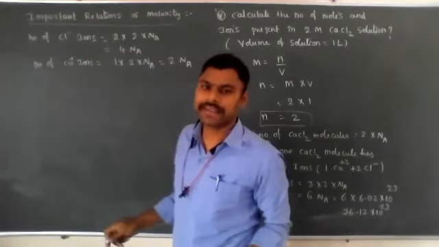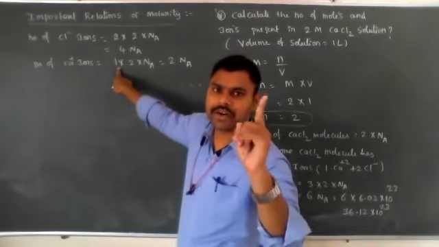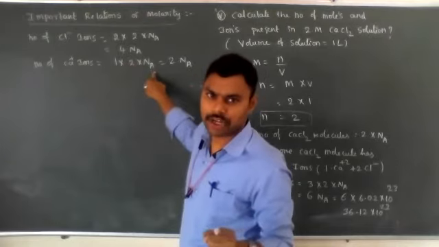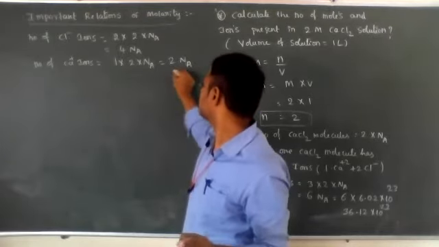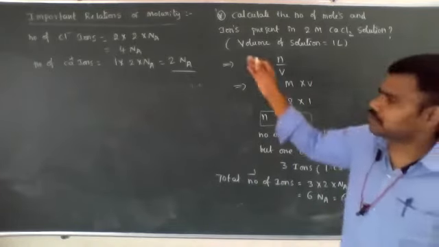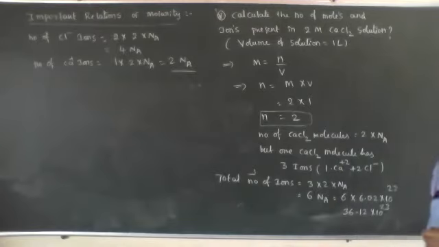How many calcium plus 2 ions are present? If they ask this, one CaCl2 molecule contains 1 calcium ion. That is 1 into the total number of molecules, 2 into Na, which is equal to 2 Na calcium plus 2 ions. So that kind of questions they also ask. Clear? Anybody have doubt?